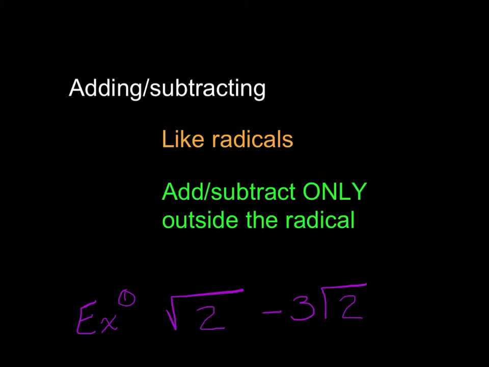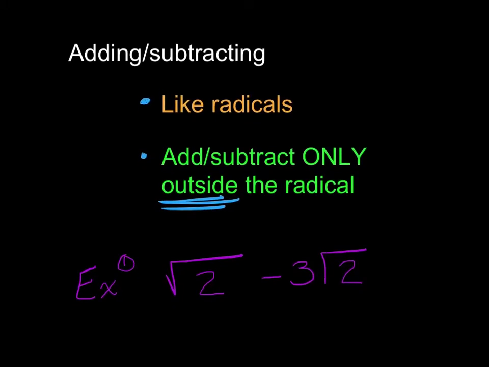Our first piece of radicals is going to be adding and subtracting radicals. Alright, so let's make some bullet points and talk about what we need. We need like radicals before we can add or subtract. And two, we want to add or subtract only outside the radical. Alright, we're not going to touch inside the radical. So let's run through some examples.